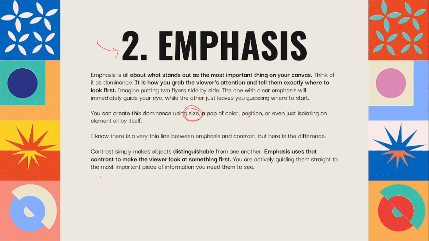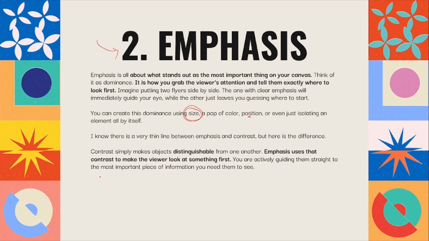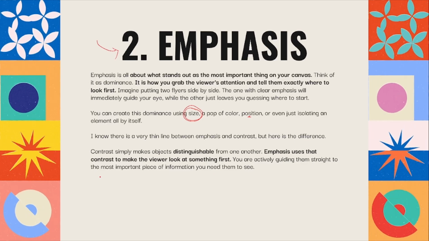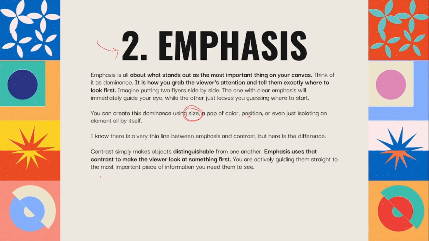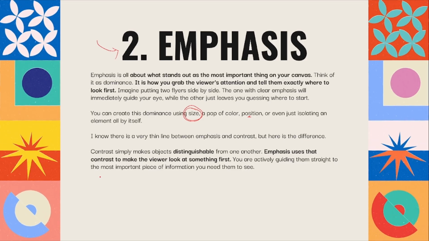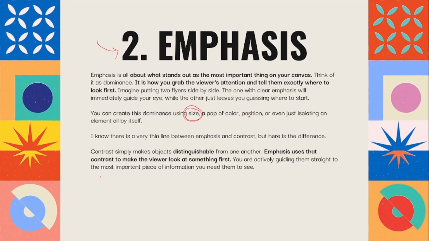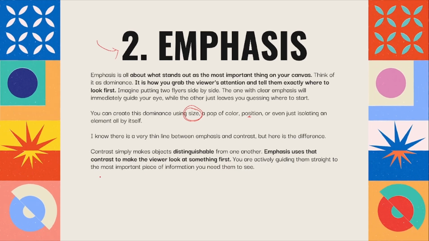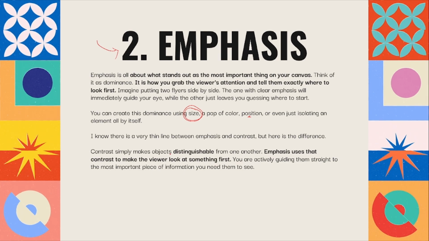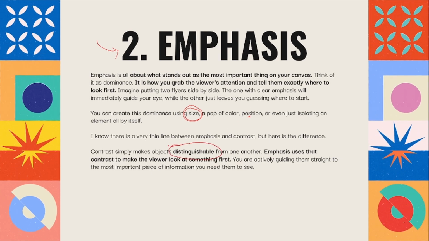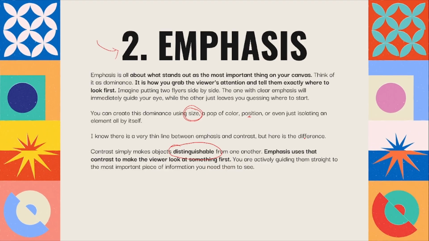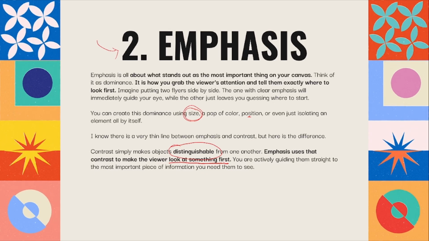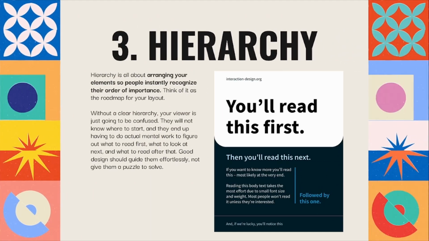Then what's the difference between contrast and emphasis? Emphasis is you trying to say, instead of looking at the rest of this, at least you must see this because this is the most important. And contrast is also differentiating between two. So there might be a blurry line between the two, but there's a difference. Contrast is simply making objects distinguishable from one another, making things look different. Emphasis uses contrast to make the viewer look at something first. That's the difference. Now next we'll be looking at hierarchy.